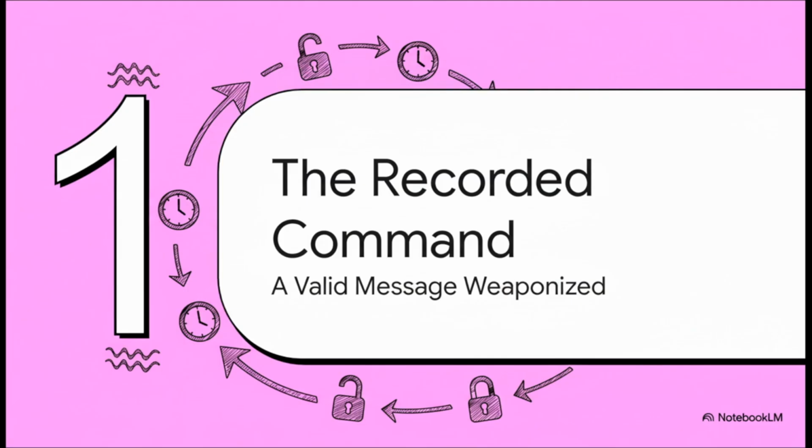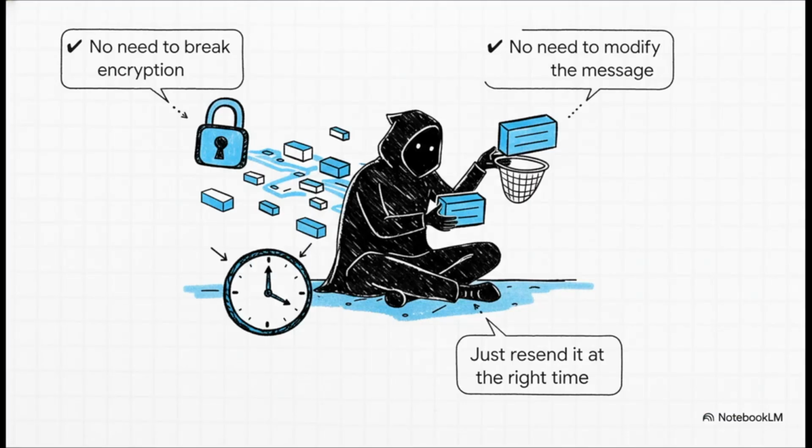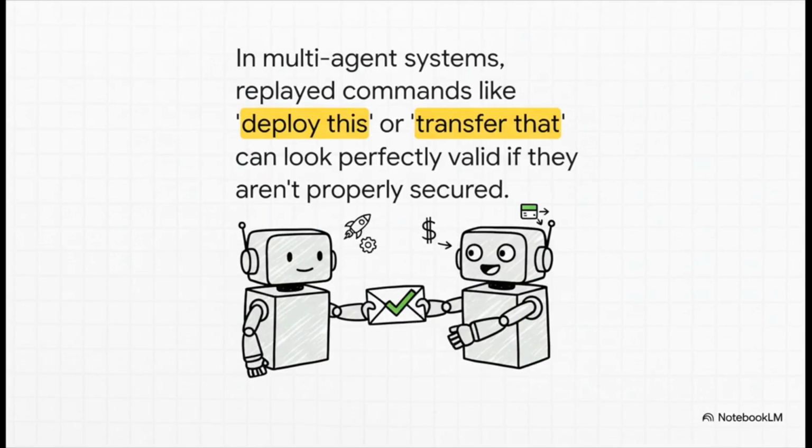The attacker's whole game plan is simple. They don't need to break encryption. They don't even have to know what the message says. This entire strategy is just to be a patient eavesdropper. They capture the message, they hang on to it, and they just wait for the perfect moment to send it again.